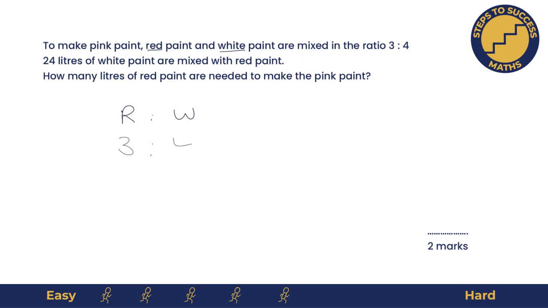Then now let's read the next line. 24 litres of white paint. If we put underneath our white paint, 24. Make sure you put it under white paint and then you see how you get there. So 4 times what would make 24? That's times 6. So if I times the red paint by 6, I'm going to get 18. So how many litres of red paint are needed? The answer is 18 litres.